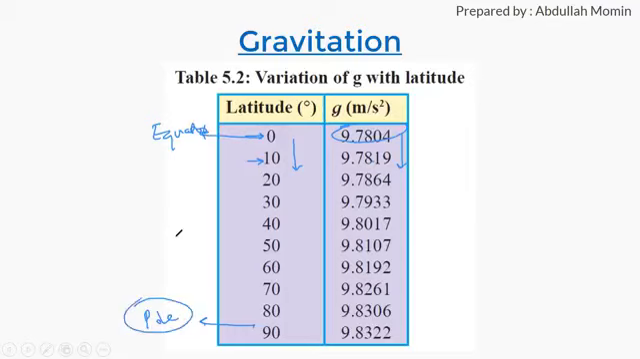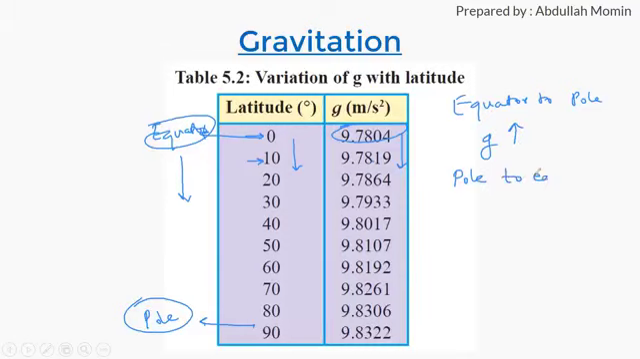So as we move from equator to pole, the value of g increases, and if we move from pole to equator, the value of g decreases. So this table contains some values of g for a fixed value of latitude, that is theta.